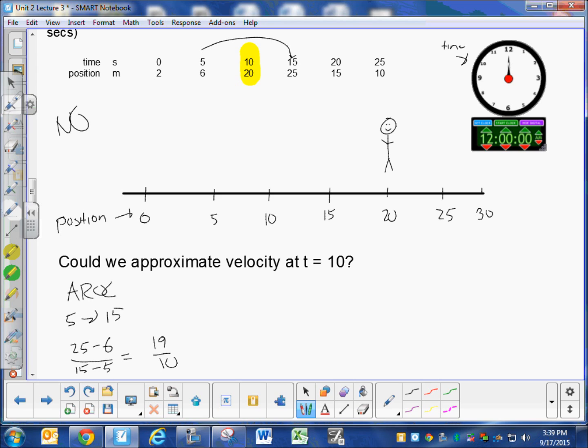Is there another approximation I could do? So this is just saying my dude is moving consistently from the meter mark of 6 to the meter mark of 25. And as he crosses through the 10th second, even though he's probably not going to be located at 20, if I went consistently at 1.9 meters per second, I'm probably not going to end up at the meter mark of 20 because then I have 5 seconds to get to 25. It looks like I have to kind of go faster to get to 20 and then slow down if I'm moving consistently, right? So what could give me probably another approximation?